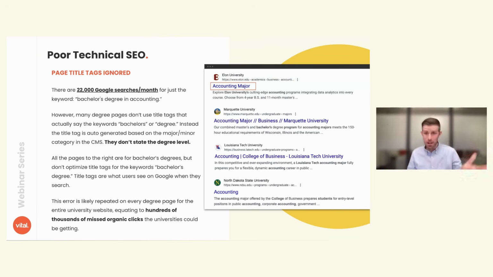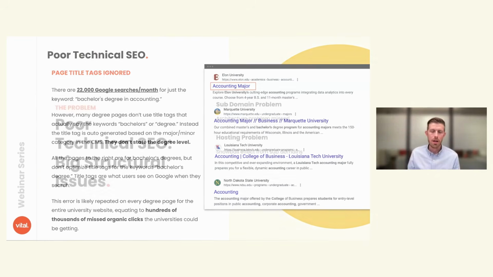So that's another easy one, right? Just correct those pages. There's ways to systematically do it in a CMS to make sure you add those things on so that they all say the degree level, bachelor's, master's, whatever, and also say the word degree. And that'll help your click-through rate. More people will see it and be like, yeah, I do need that. That's what I'm looking for. And Google will see it and it'll perform better. So it's another easy one.